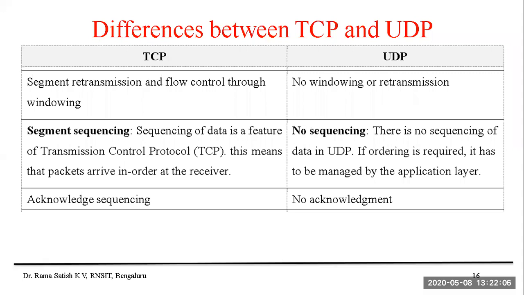Whereas in the case of UDP, there is no such window retransmission. Of course, segment sequencing, the sequencing of data, is a feature of Transmission Control Protocol. Segment sequencing means packets will be transmitted in a sequence, one by one. There is no sequencing in UDP. Any packet can go in any direction, anywhere, and reach the destination. And of course, acknowledgement is required in TCP. There is no acknowledgement in UDP.